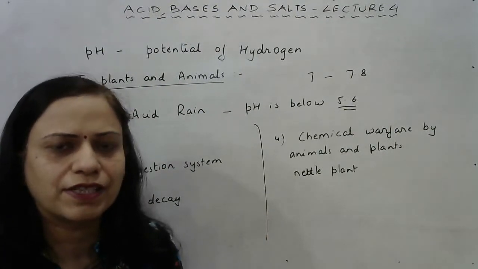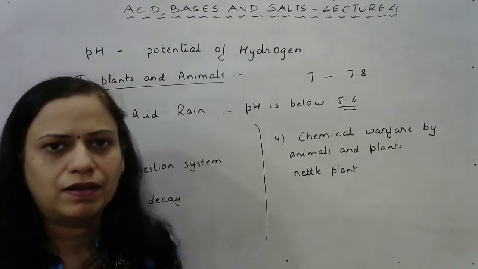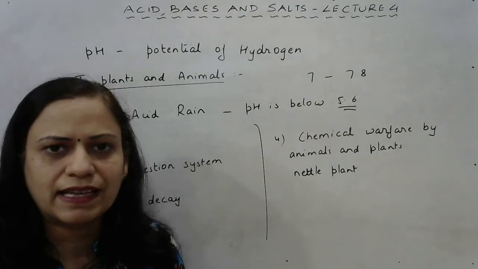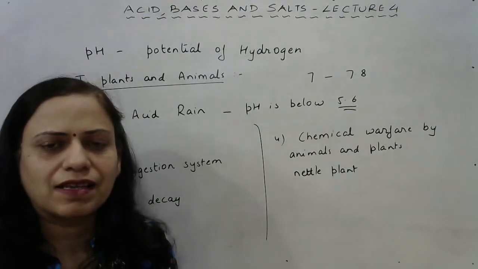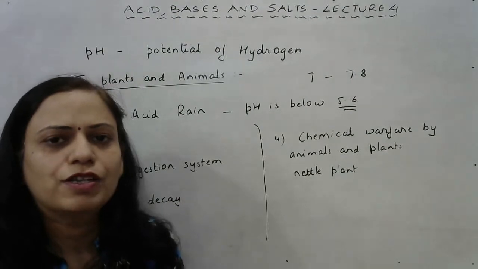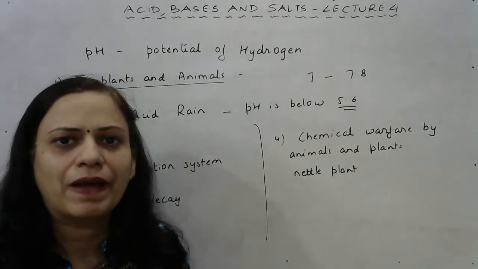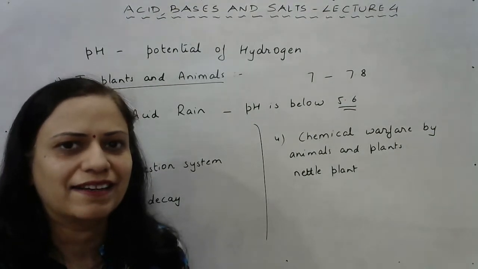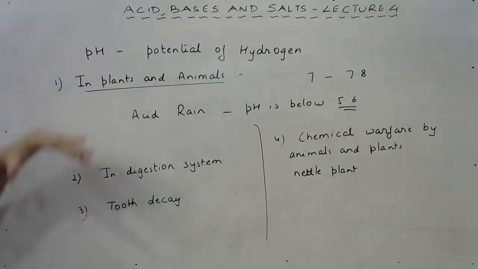There's another plant which always grows alongside it, and the local people who live in the forest areas identify the plant very well, and that plant has a small amount of base in its leaf. So when you rub that, you get immediate relief from the effect of the nettle plant in case you have touched it accidentally, right? So these are the four basic applications of pH in our daily lives, in plants and animals.